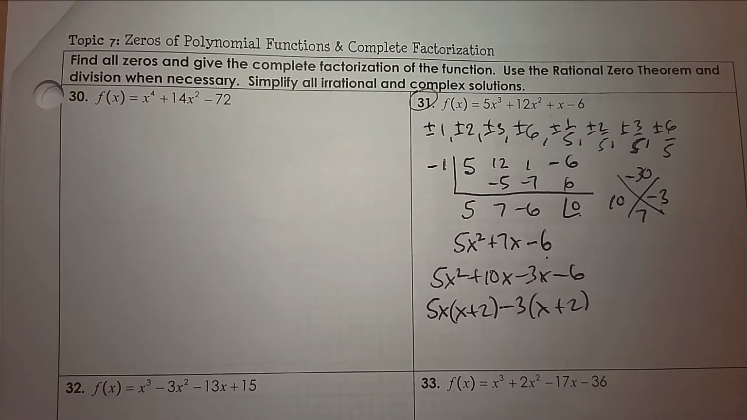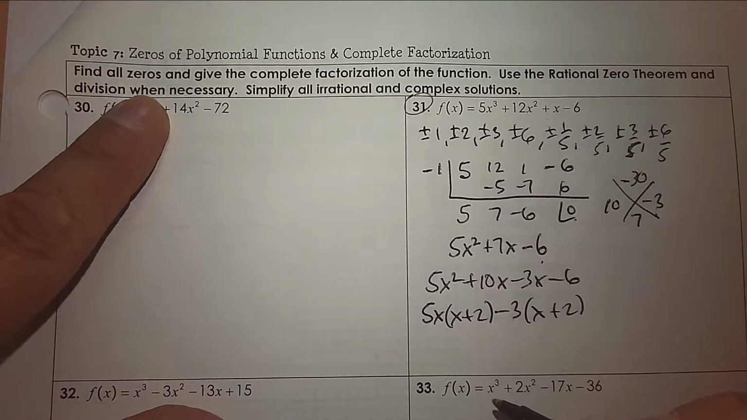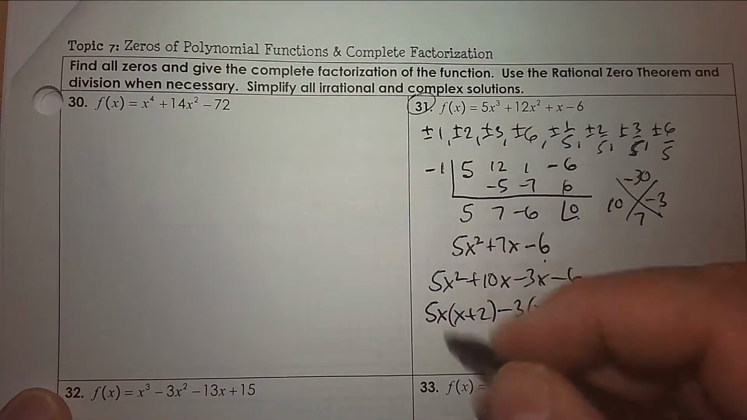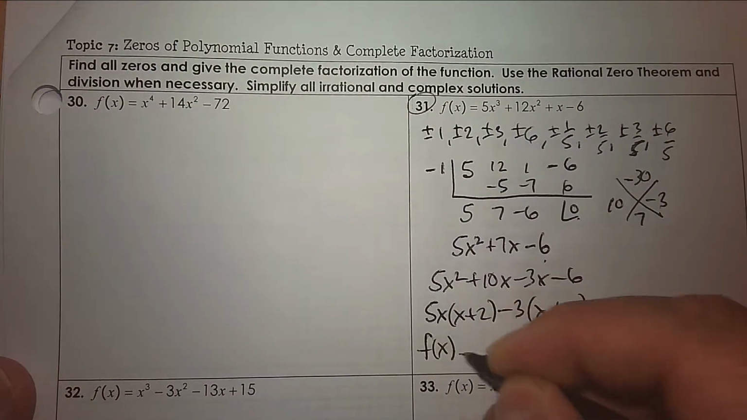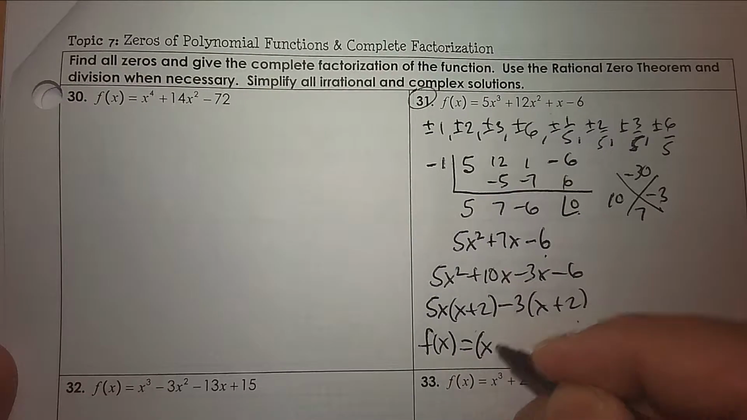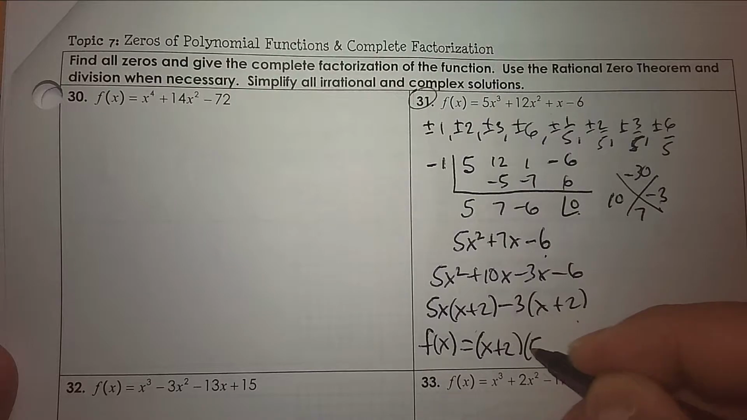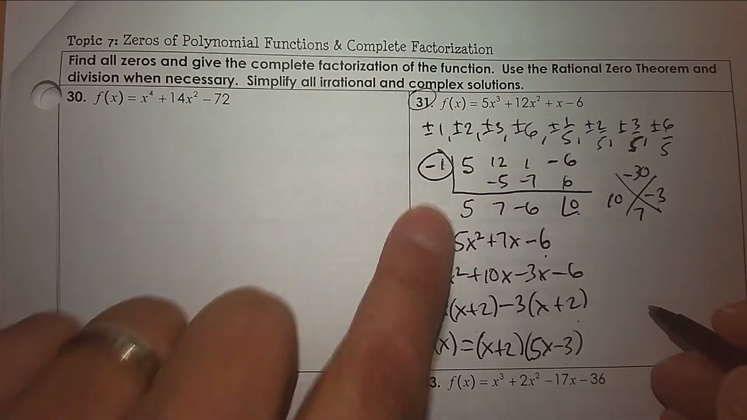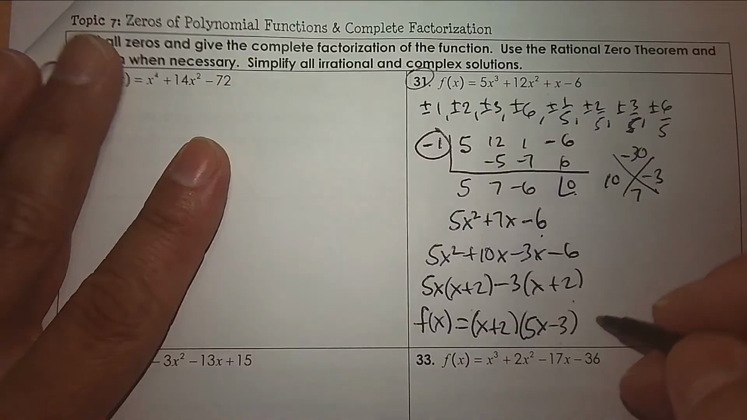The question was, find all the zeros and give the complete factorization. So let's do both. So if I'm going to factor it completely, what is one factor? X plus 2. What's the other one? 5x subtract 3. Do you remember the 0 that worked? What's the factor that comes from that negative 1?